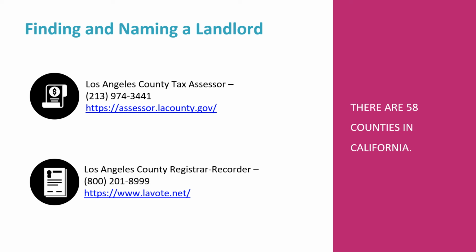There are 58 counties in California. If you are suing your landlord about a dispute regarding a property located in Los Angeles County, contact the Los Angeles County Tax Assessor and the County Register Recorder for ownership information on the property deed. If the property is not in Los Angeles County, contact the county tax assessor and register recorder where the property is located. If the landlord employs a property management company, also name the management company as a second defendant.